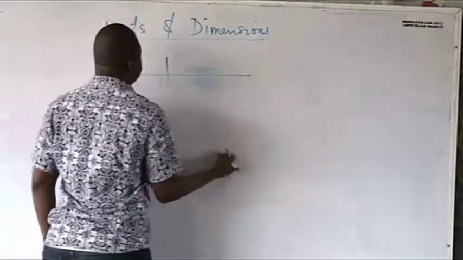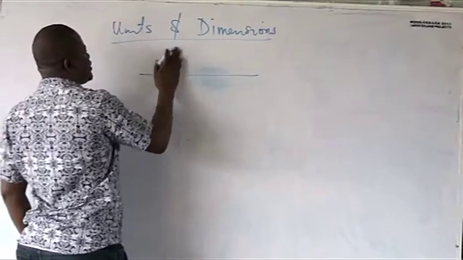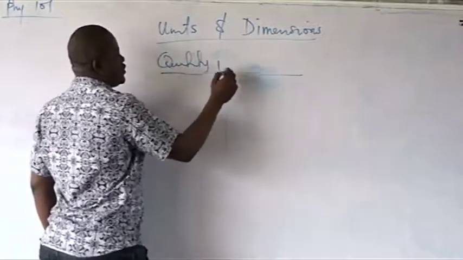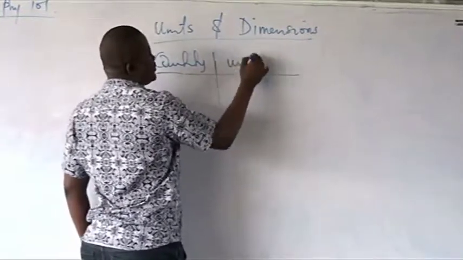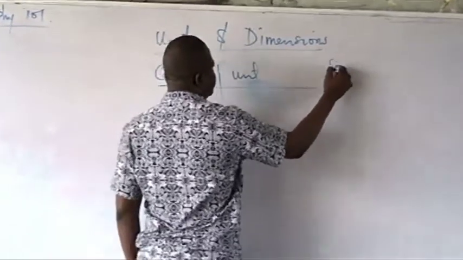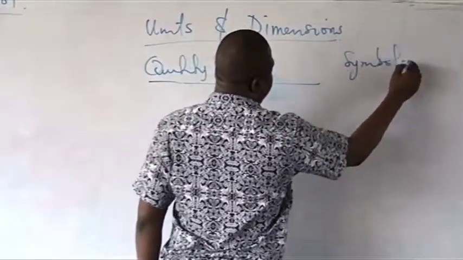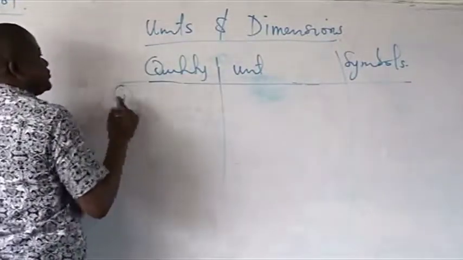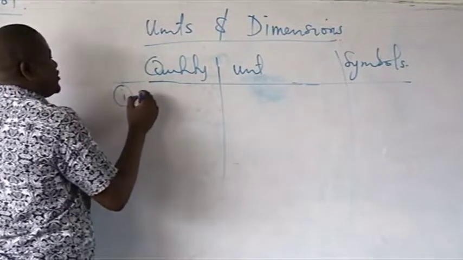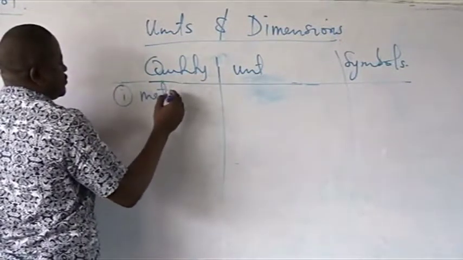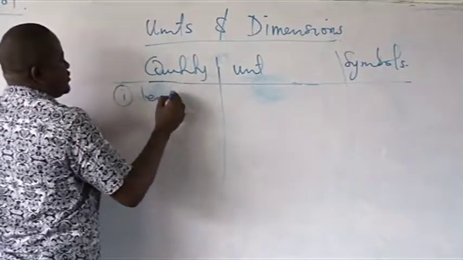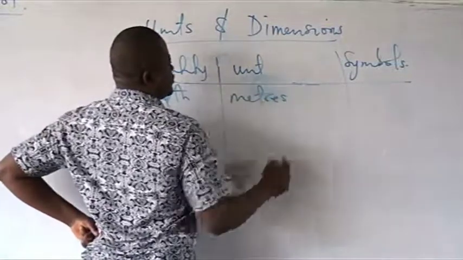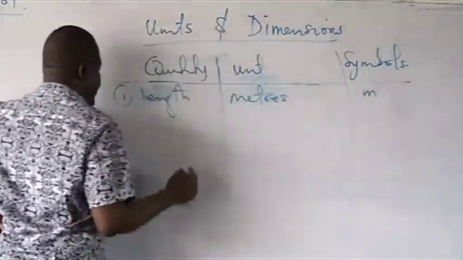If you see these quantities, we call them fundamental quantities. This is quantity. We have units, and the next one is symbol. Let's go. Let's see the first one. Let me use the word length. Length is measured in meter. And the unit symbol is L.